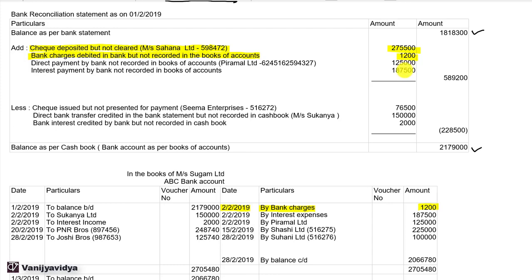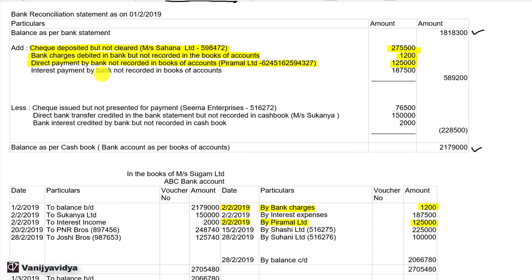But the same was not recorded in the books. The amount is 1,25,000. Now let's see it in the bank account. If you go to the credit side of the bank account, since it's a payment, you can find the amount of 1,25,000. In the description, we can see by Pyramid Limited on 2nd Feb 2019. So this is also reconciled.